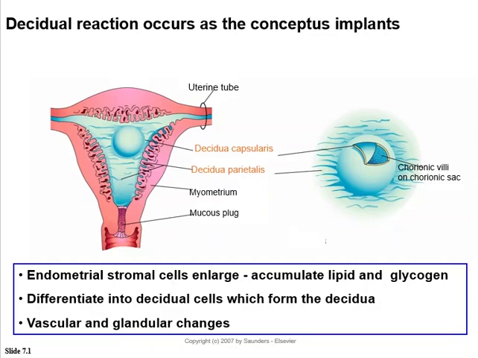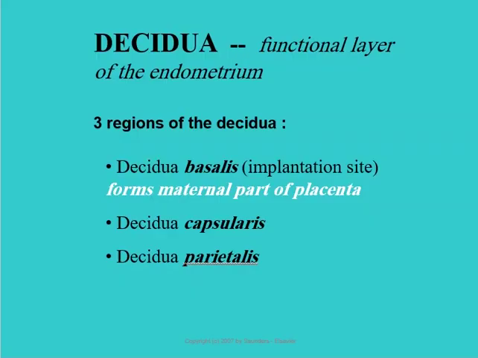We have here three types of decidua. The decidua is a functional layer of endometrium arranged in three regions: decidua basalis, decidua capsularis, and decidua parietalis. Decidua basalis is the layer of endometrium found beneath the implantation. Decidua capsularis covers the area of implantation. Decidua parietalis is the remaining part of the endometrium.